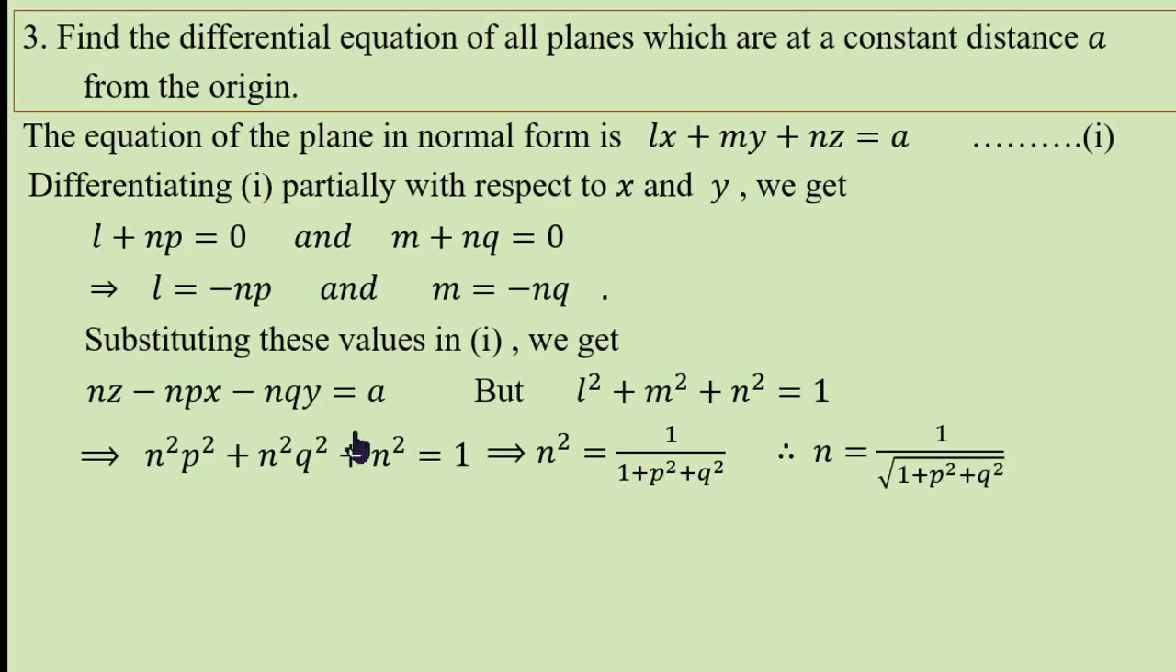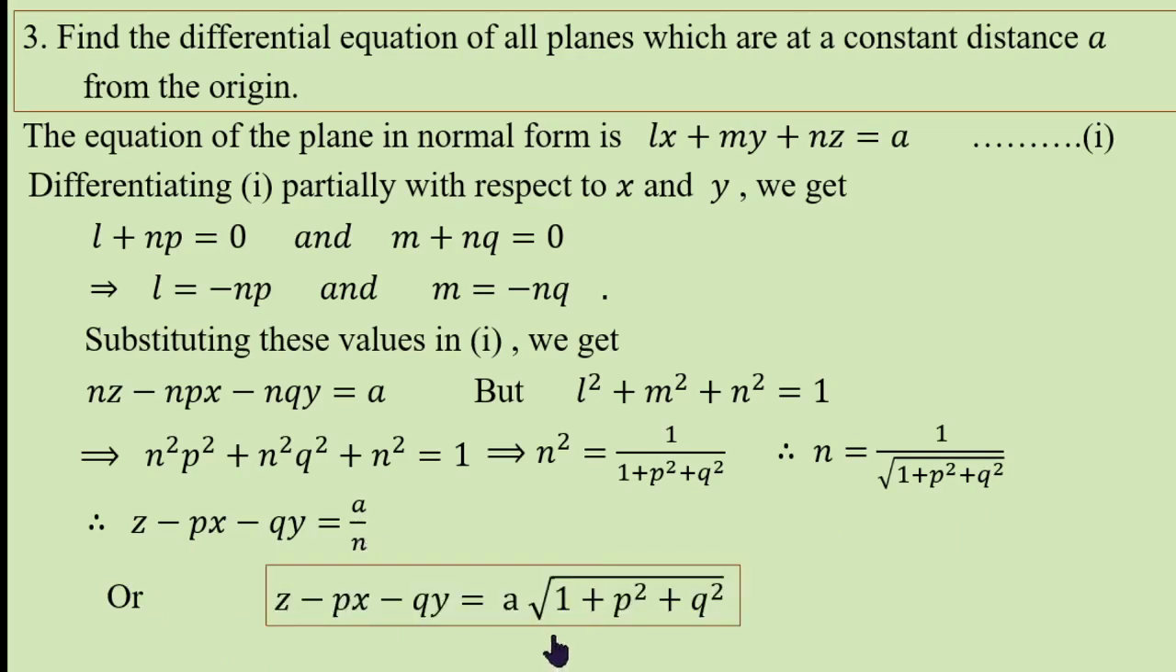So, this is n. Now, substitute the value of n here by taking n outside: z minus px minus qy equal to a by n. And n is 1 by root 1 plus p square plus q square. Therefore, z minus px minus qy equal to a into root 1 plus p square plus q square. This is the required PDE, partial differential equation.